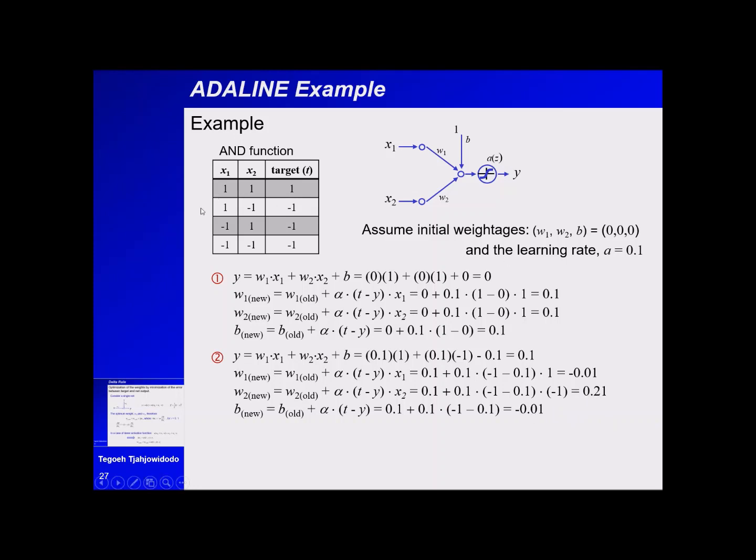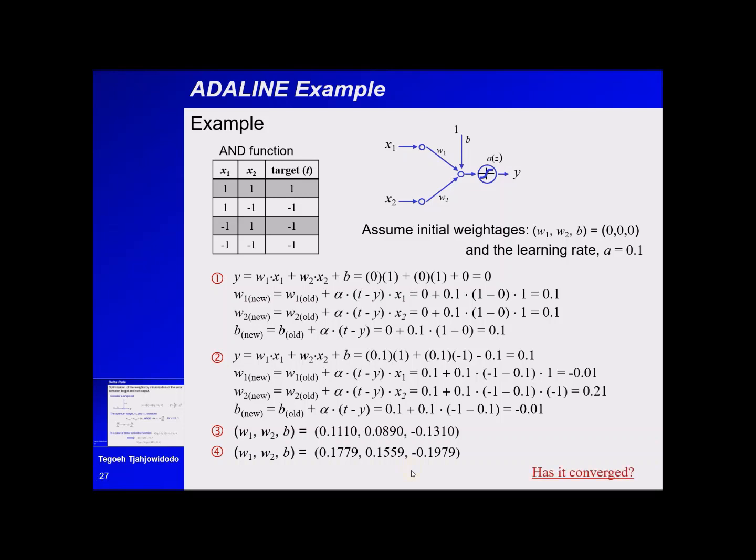I do it again for the third data set, and then I update it. I do the same calculation, and at the end, you can try it by yourself, I will get W1, W2, and B equal to these three values respectively. Apparently, I still see an error there. I update it again using the fourth data set. I will get this weightage. You can check by yourself whether this has converged or not.